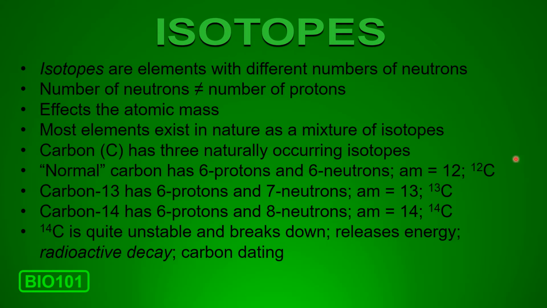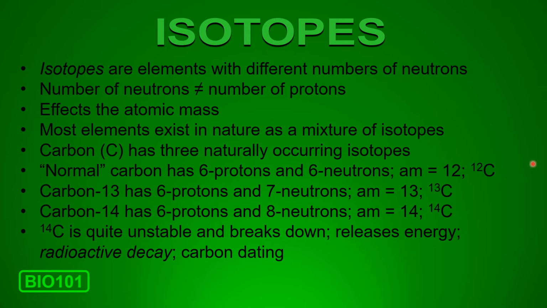So isotopes then. Isotopes are elements with different numbers of neutrons. So we have ions, atoms with different numbers of electrons. Here, isotopes are atoms with different numbers of neutrons. Remember, the neutron is the second particle in the nucleus. The number of neutrons plus the number of protons makes up the nucleus. And the mass of those together is the atomic mass.